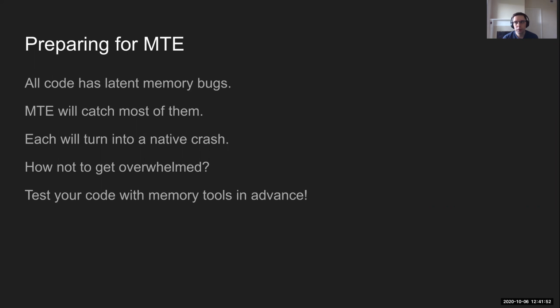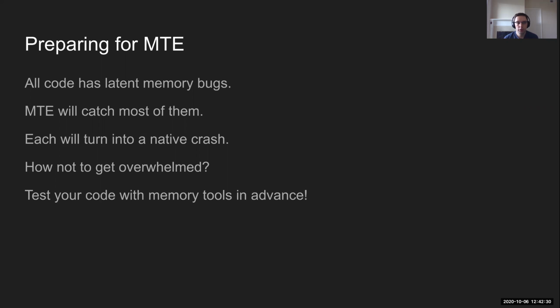So it's a known fact that all code has lots of memory bugs. Code that has not been well tested with memory tools has a lot of them, typically. And MTE, when enabled, will catch all of them with a pretty high probability. It's not deterministic because there is only a limited number of tags, but the probability of detecting any tag is very high, it's more than 90%. So simply going ahead and enabling MTE in your application is likely to make it crash a lot. So how not to get overwhelmed by this?